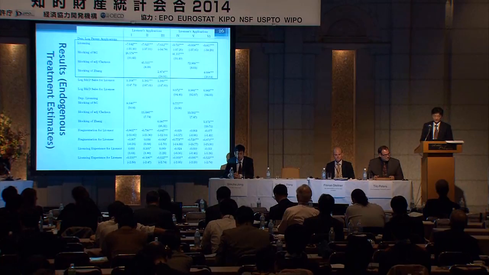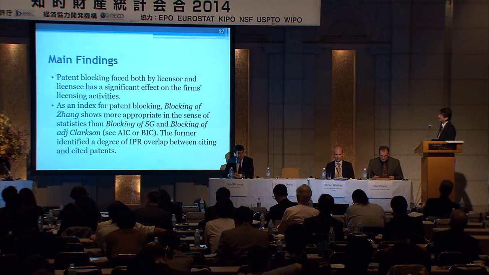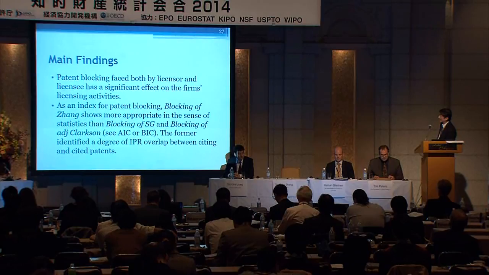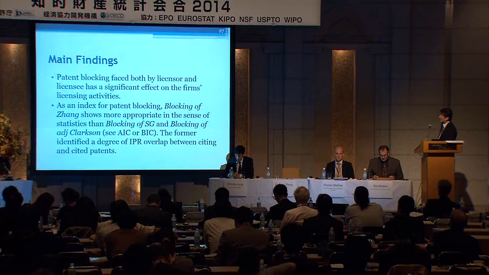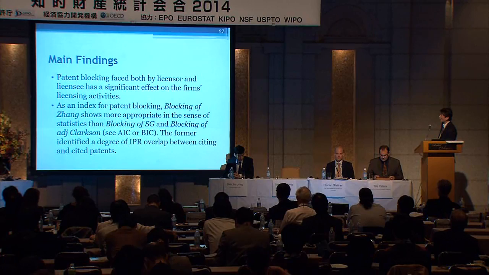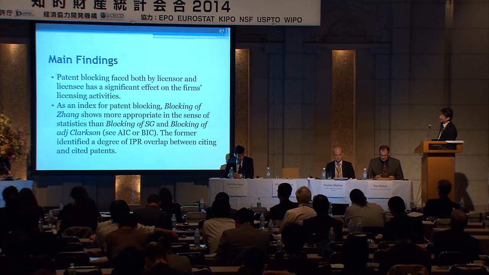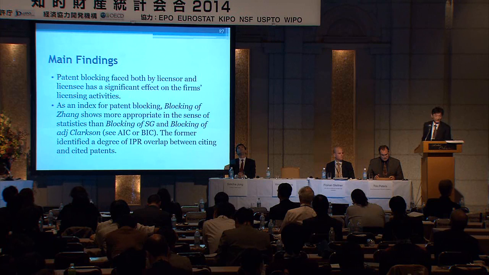Okay, next is our main findings. Patent blocking faced both by licensor and licensee has significant effects on the firms' licensing activities. Second is that as the index of patent blocking, blocking of Zhang shows more appropriate in the sense of statistics than the blocking of SG and the blocking of Clarsen. The former may identify a degree of IP overlap between citing and cited patents.